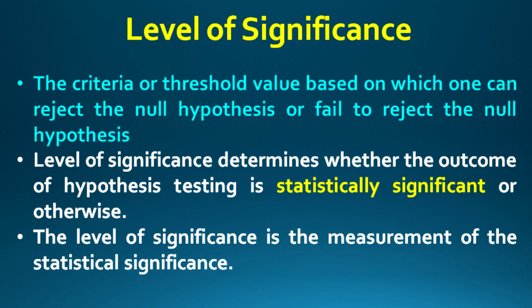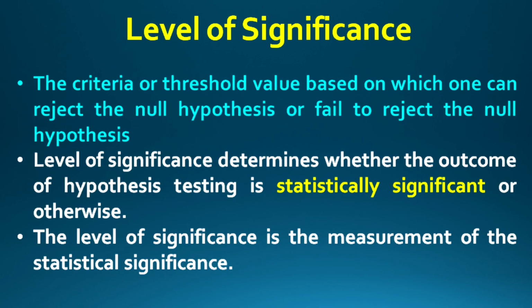So how do we decide that? We decide looking at some kind of a level of significance, which we also correlate with something called the level of confidence, which I will discuss after this slide. So the level of significance determines whether the outcome of hypothesis testing is statistically significant or otherwise. So that level would help us to test whether the results are statistically significant or not.